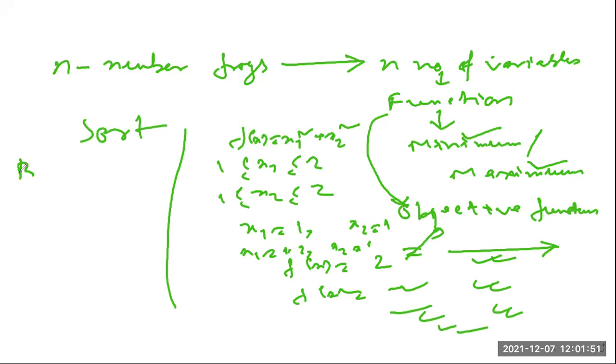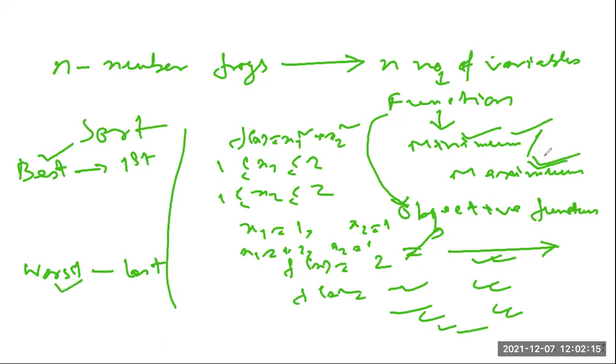So the best value you have to put first, and the worst value you have to put last. Now this best and worst depends upon the type of problem you are taking. Suppose you are taking the minimization problem, so the lowest value will be taken as the best value and the highest value will be taken as the worst.